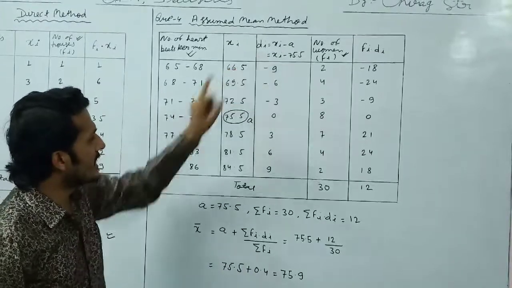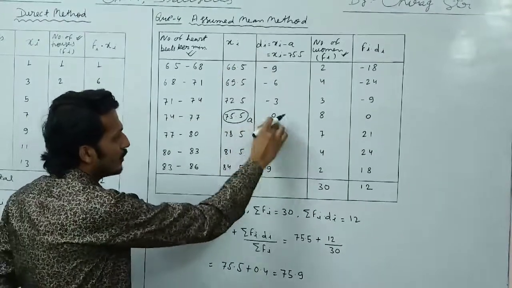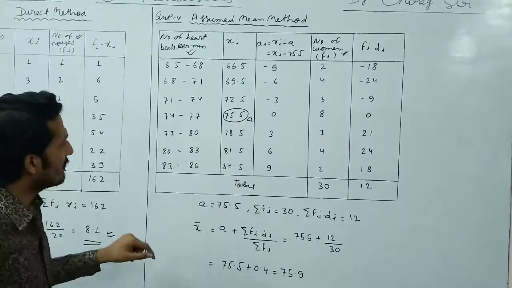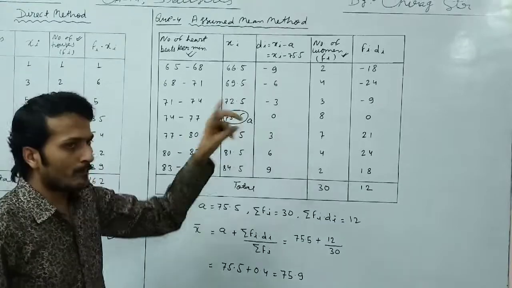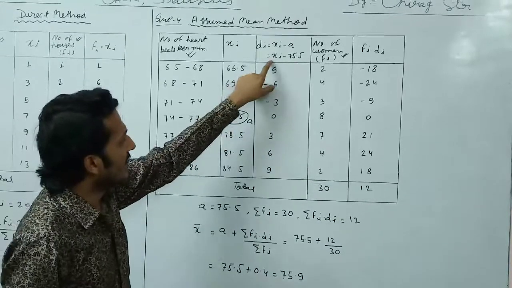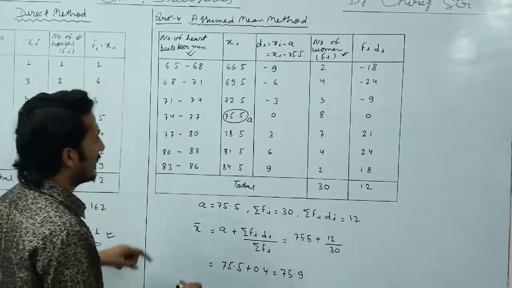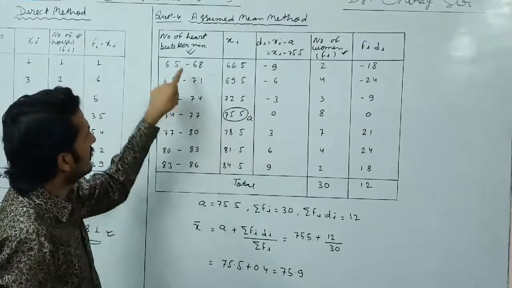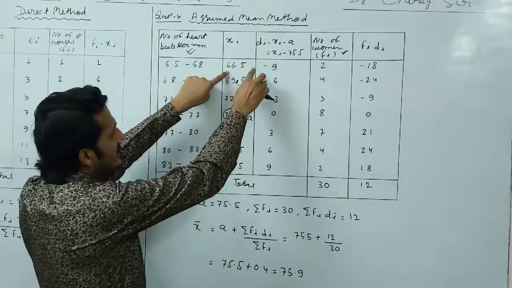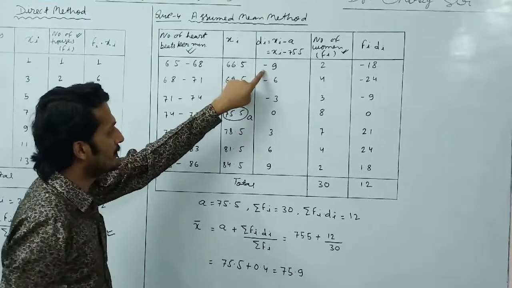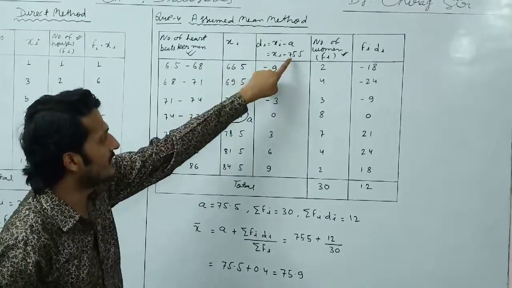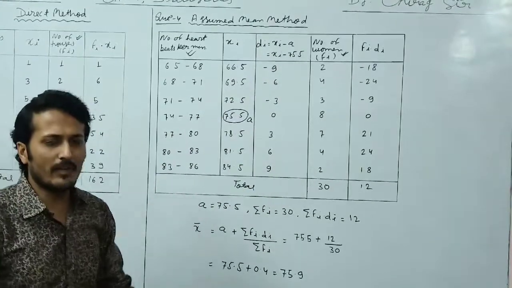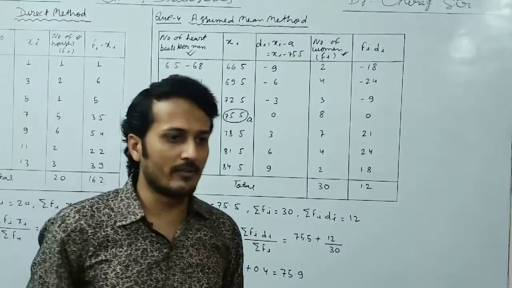Now to calculate di, first of all write 0 against the value which is marked as a. After that we can calculate it in two ways. First, xi minus 75.5, which is a. So xi is 66.5, and 66.5 minus 75.5 will be minus 9. 69.5 minus 75.5 will be minus 6, and so on. But this will be a time consuming way.